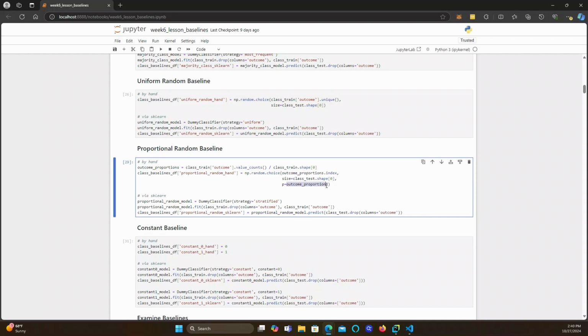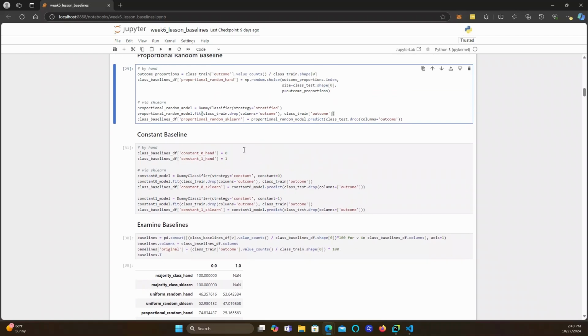And then the probability is the proportions that we calculated up here. Or the dummy classifier can do it. So if you use a dummy classifier with the strategy equals stratified, then when you fit that on the training data, it is just going to get the probability of being assigned to each class, and then when you do predict, it is going to assign observations to each class based on the proportion of that class from the training data.